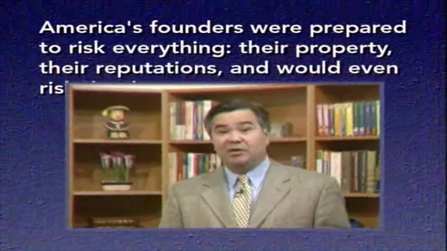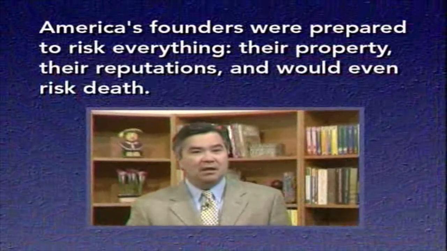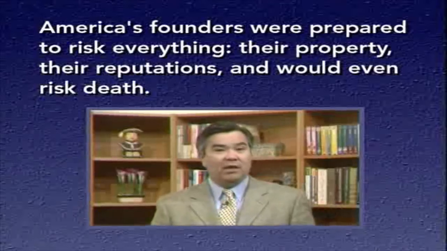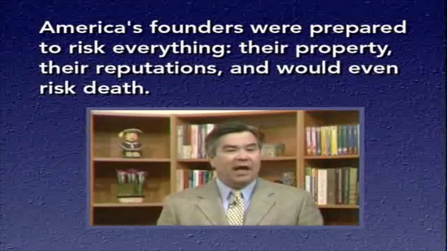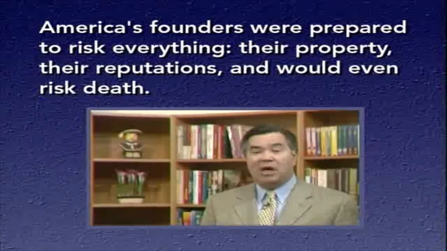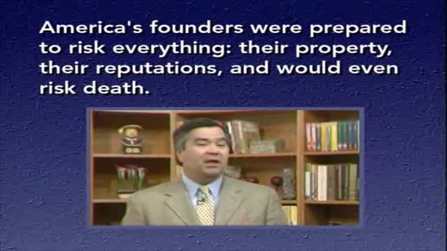In other words, the same grammatical shape ought to be applied to each of the items in the list. When the same grammatical shape isn't applied to each item in the list, then the sentence sounds wrong, and we will have violated the principle of parallelism. Let's take a look at a couple of examples. Read this sentence. America's founders were prepared to risk everything, their property, their reputations, and would even risk death. Now, in this sentence, as you can probably recognize, 3 things are being listed.